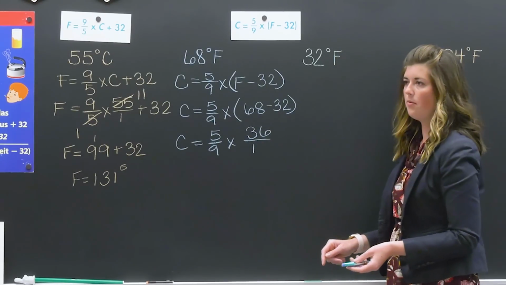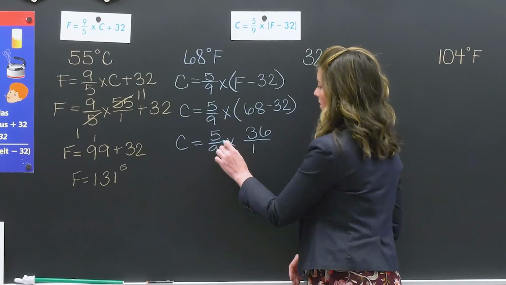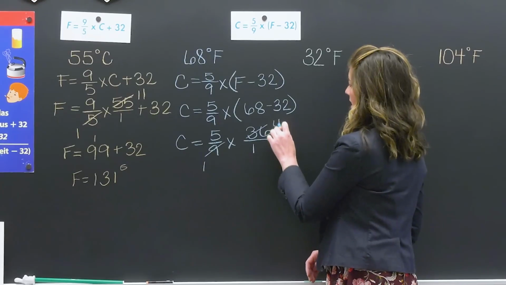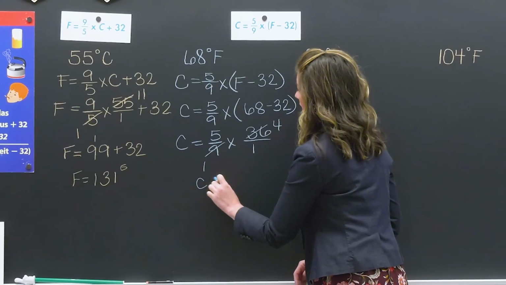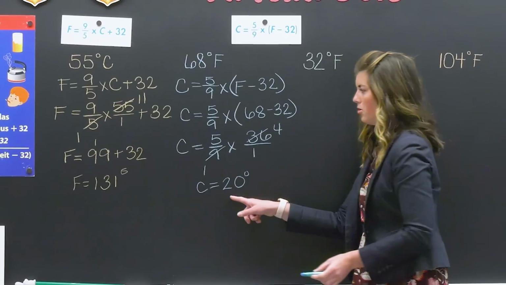Do you see anything that will cancel, Jake? The 9 and 36. I agree. What does the 9 change to? 1. And the 36? 4. Good. And then we multiply 5 times 4. Everyone, what's 5 times 4? 20. Okay, so our Celsius temperature is 20 degrees.